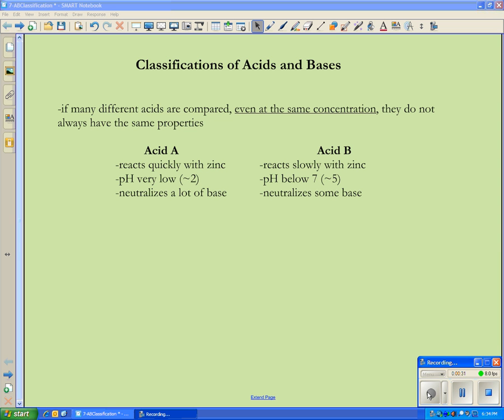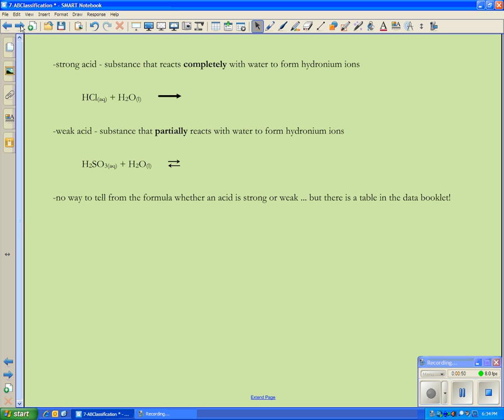So if acid A and acid B have the same concentration, but acid A seems to react more vigorously or violently or strongly, then we can classify acid A as being a strong acid and acid B as being a weak acid. A strong acid is a substance that reacts completely with water to form hydronium ions. So we've looked at dissociation and Arrhenius modified reactions before. We're going to do the same thing.